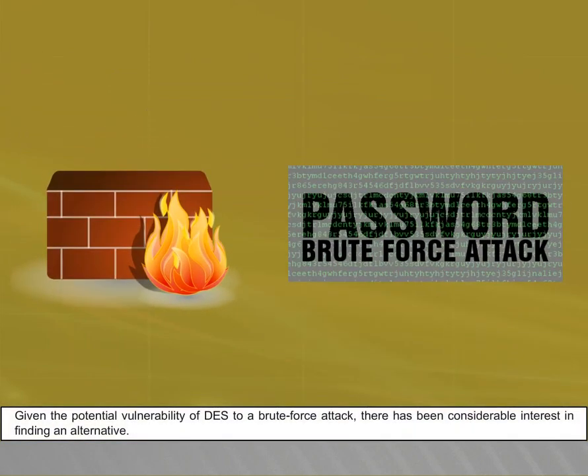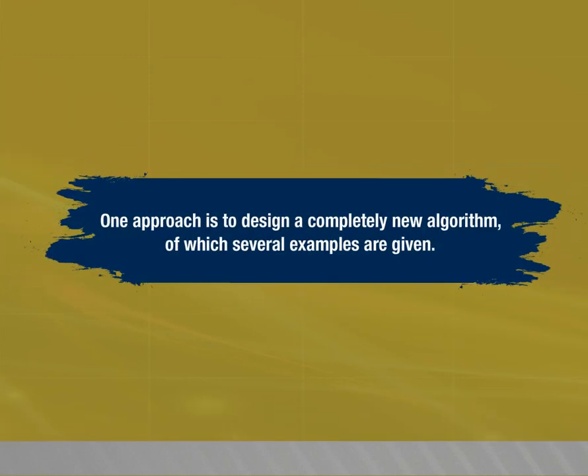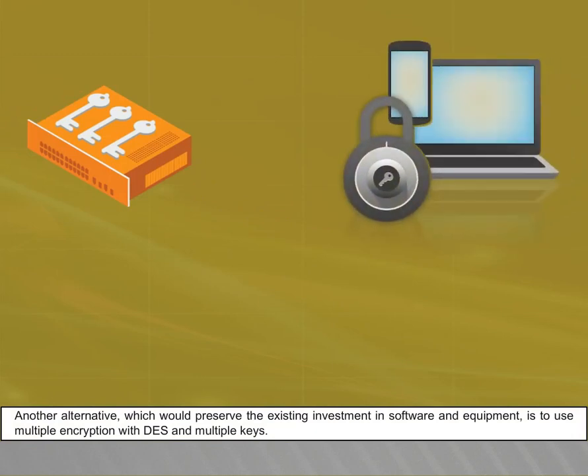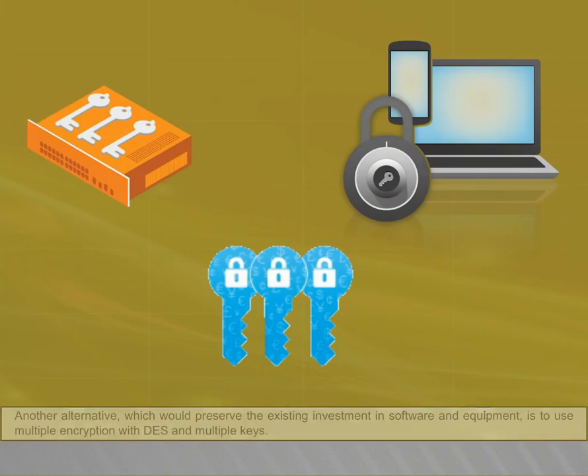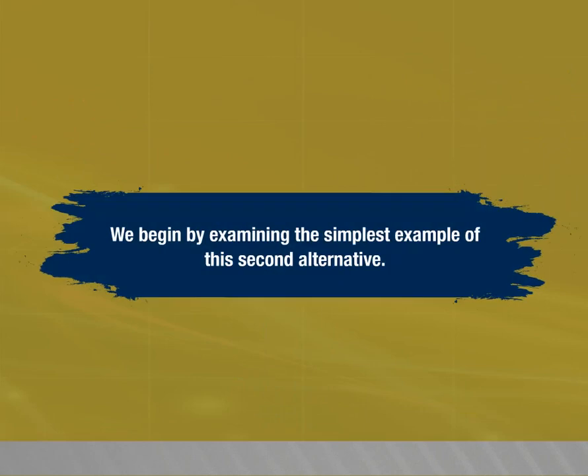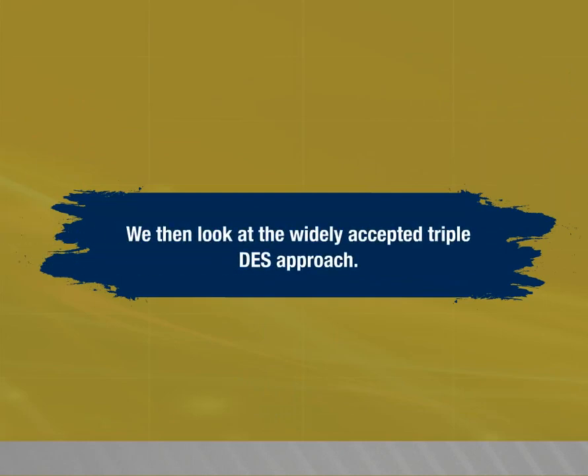Given the potential vulnerability of DES to a brute force attack, there has been considerable interest in finding an alternative. One approach is to design a completely new algorithm, of which several examples are given. Another alternative, which would preserve the existing investment in software and equipment, is to use multiple encryption with DES and multiple keys. We begin by examining the simplest example of this second alternative. We then look at the widely accepted Triple DES approach.